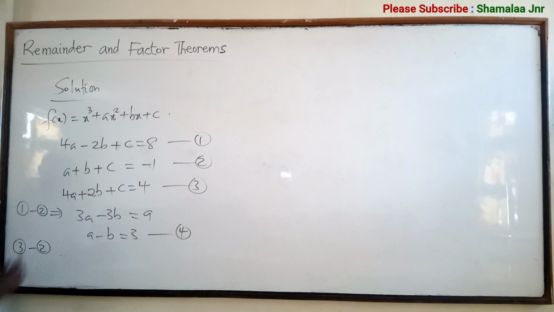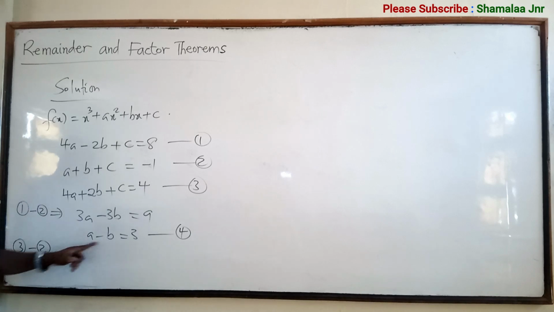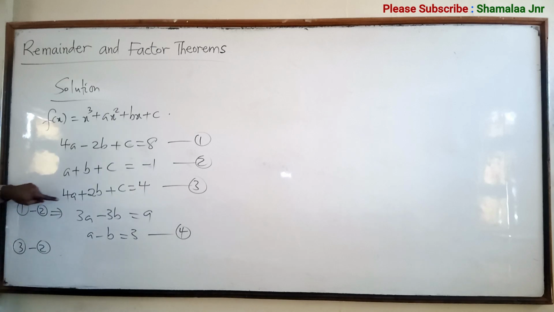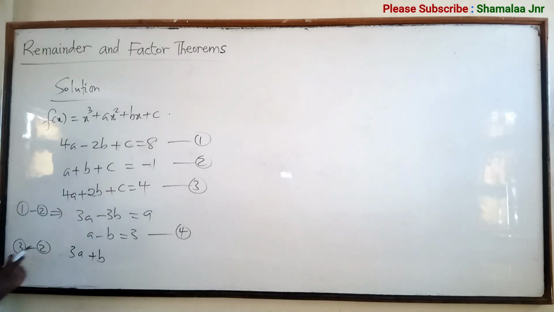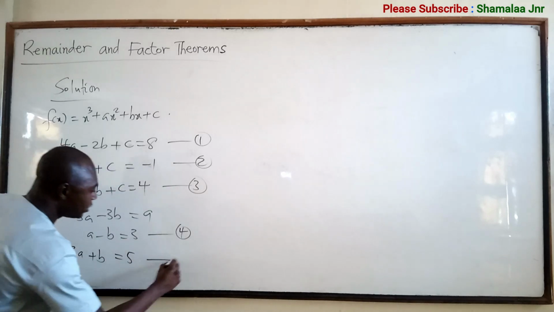Now, equation 3 minus equation 2. You see, equation 1 minus equation 2 has given us this. And if you look at this one, you see that we have only two variables, a and b. So let's look at what equation 3 minus 2 also gives us. Equation 3 minus 2, 4a minus a, 3a. Are you seeing it? 2b in equation 3 minus b in equation 2, that will be b. c minus c, 0. 4 minus 1, that will be 5. You have to be very careful. And this is equation number 5.